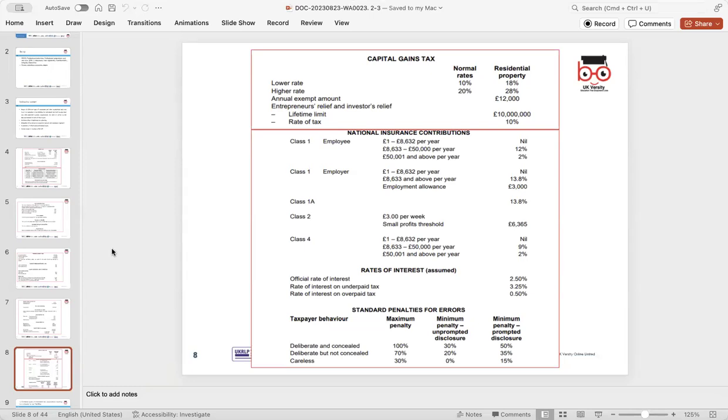Moving on to national insurance contributions, these are payments made by employees and employers to fund various state benefits. National insurance contributions are divided into different classes based on income levels. Class 1 contributions are applicable to employees with rates ranging from nil to 12% for income between £8,633 and £50,000 and 2% for income above £50,001. For employers, class 1 NIC is 13.8% with an employment allowance of £3,000 available to reduce the liability. Additionally, class 2 and class 4 national insurance contributions apply to self-employed individuals.